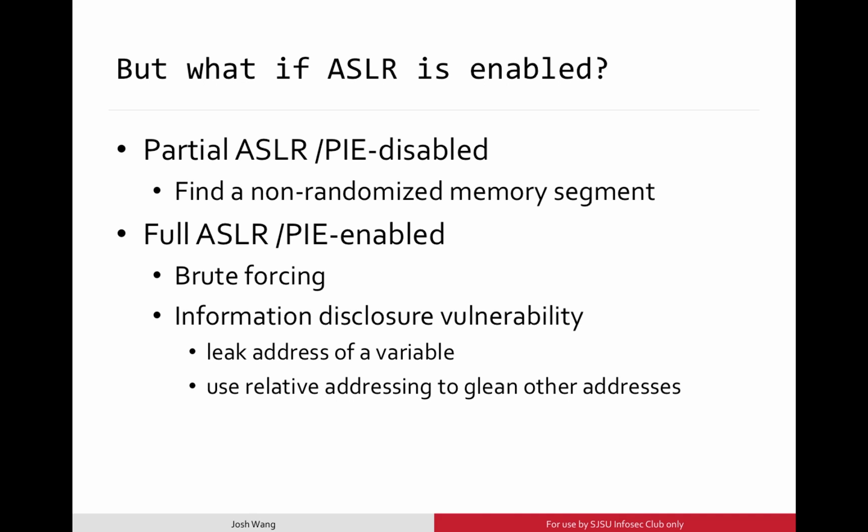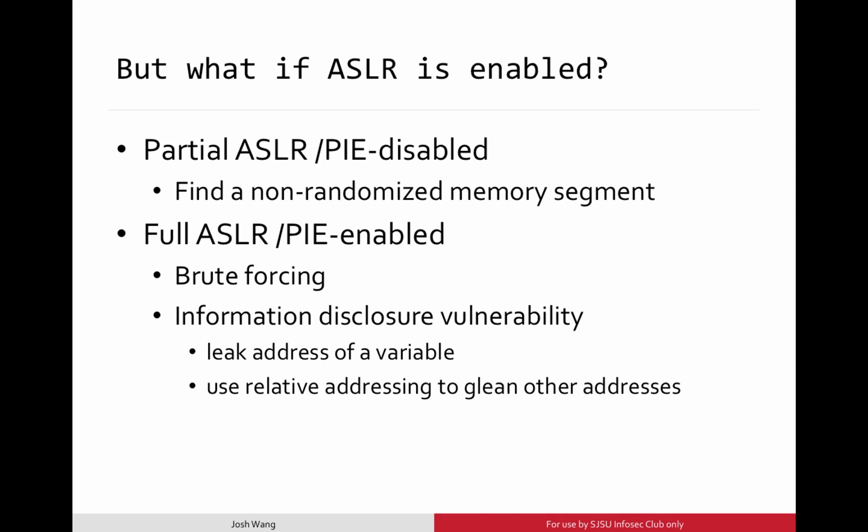So there are actually two types of ASLR. There's partial ASLR, in which base locations for certain segments are randomized each time the process is initialized. So some things are still static. And there's also full ASLR, in which the base locations for all the segments are randomized every time the process is initialized.